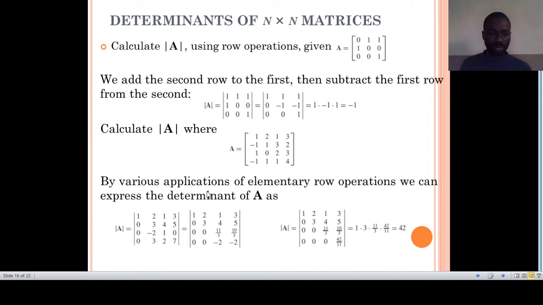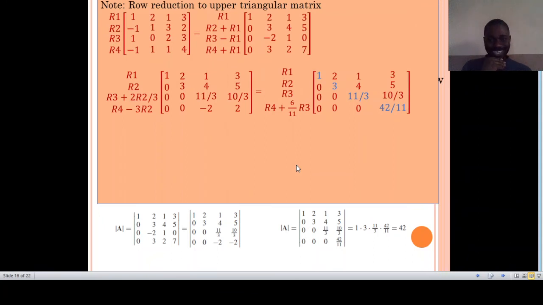Let's see the second example. The second example is saying that calculate the determinant of A, where A is equal to this value 1, 2, 1, 3, minus 1, 1, 3, 2, 1, 0, 2, 3, minus 1, 1, 1, 4. I'll give you the solution here. Look at it very carefully. Look at the solution. My row 1, row 2, row 3, row 4.